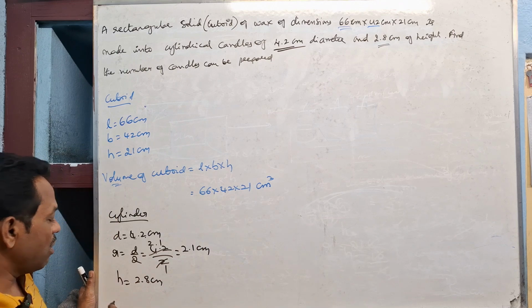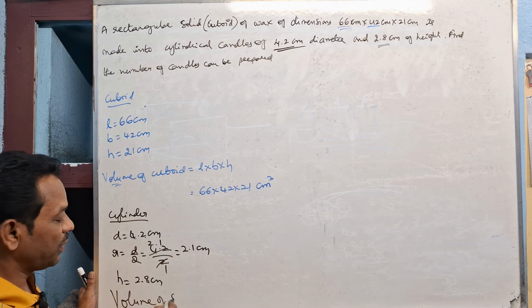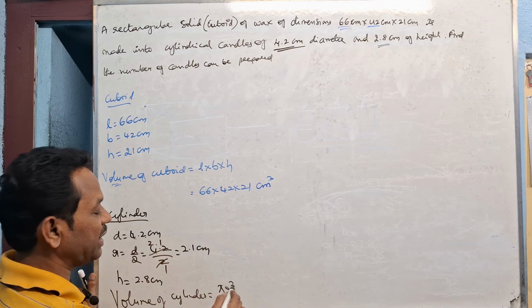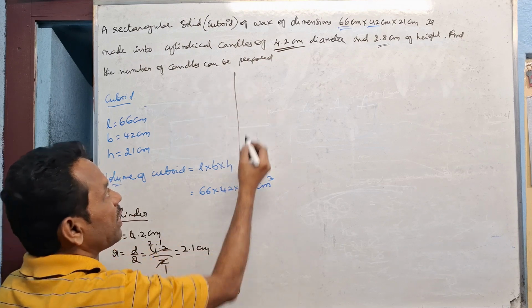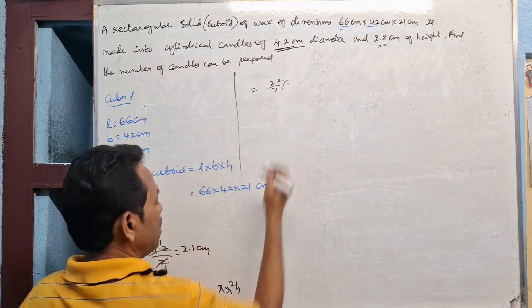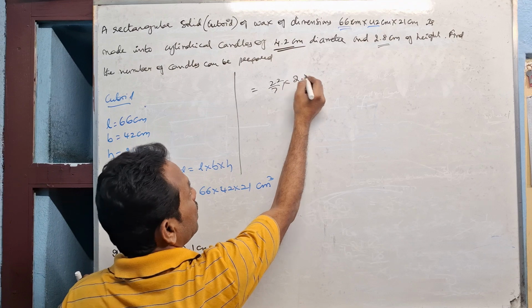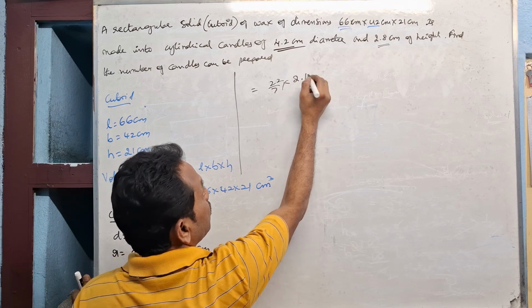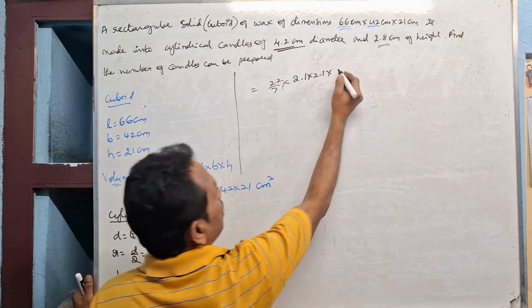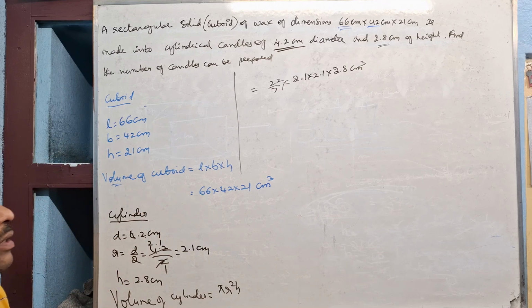Now let us find the volume of the cylinder. Volume of cylinder equal to pi r square h. So let us put the values. That equals pi, which is 22 by 7, into r. What is r? R is 2.1. Since we have squared there, let me take 2.1 into 2.1, and the value of h is 2.8, in centimeter cube.